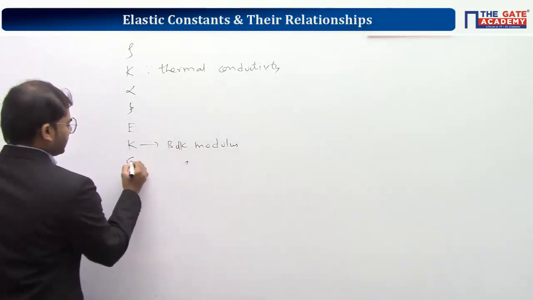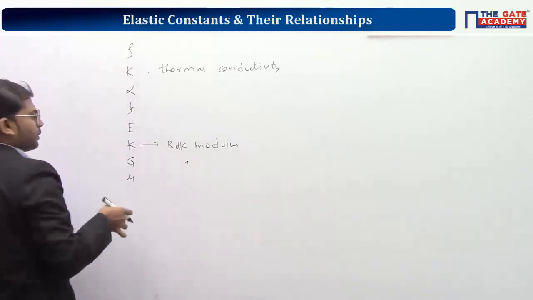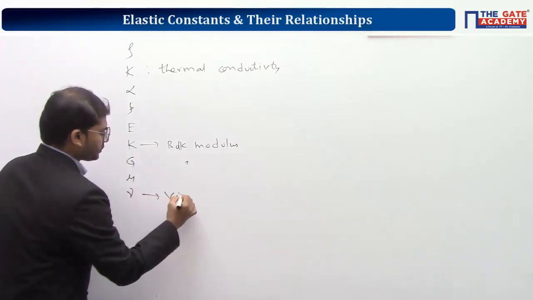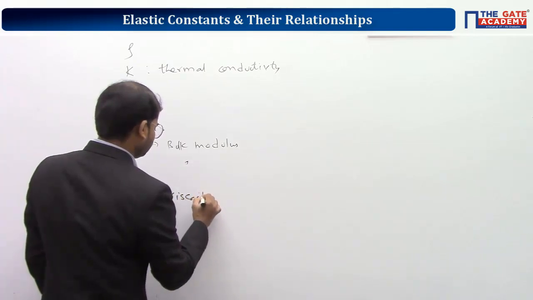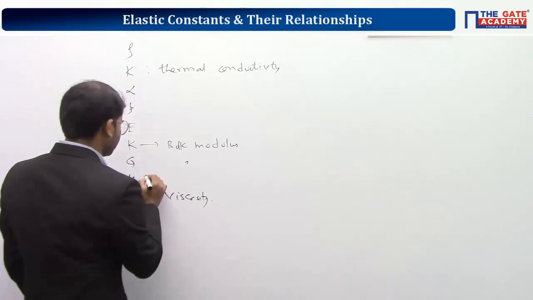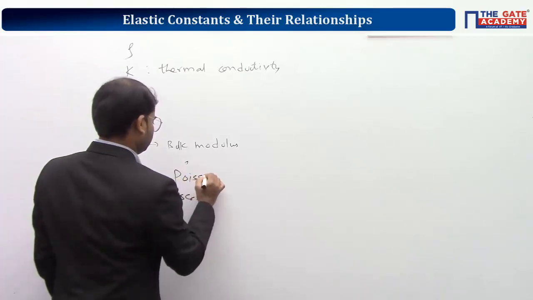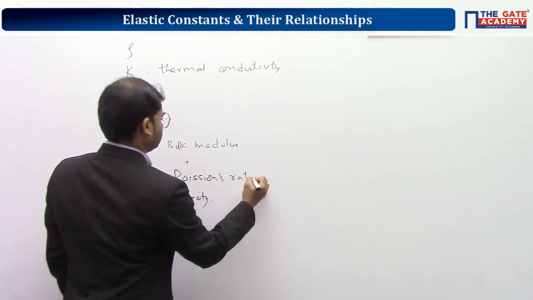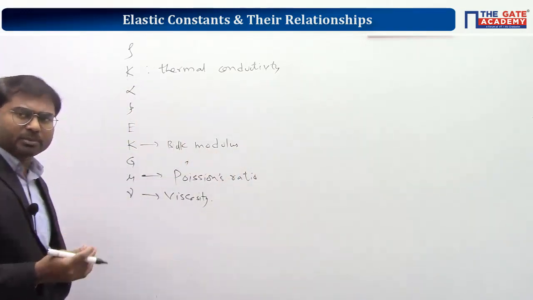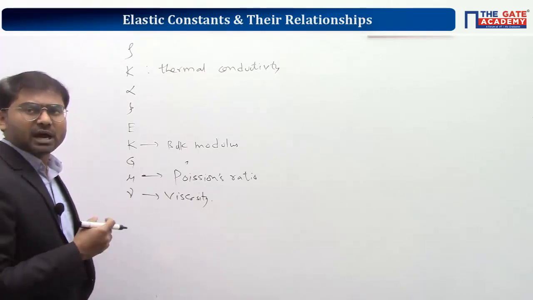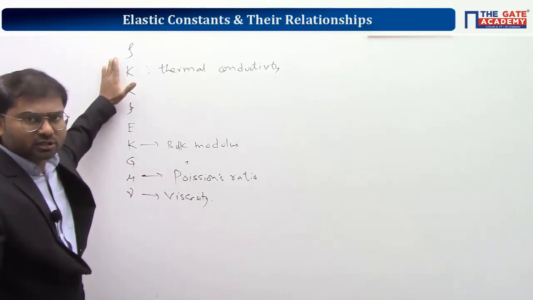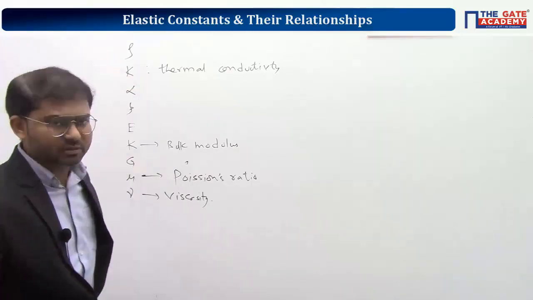K is the bulk modulus, rigidity modulus G, Poisson's ratio mu. Like this, many properties are there. If it is a liquid, you'll have viscosity, so dynamic viscosity. Understand? So these are many properties. Out of these, there are a few properties which are actually properties of a material. That means whenever I give a material to you, they all will have some unique values.